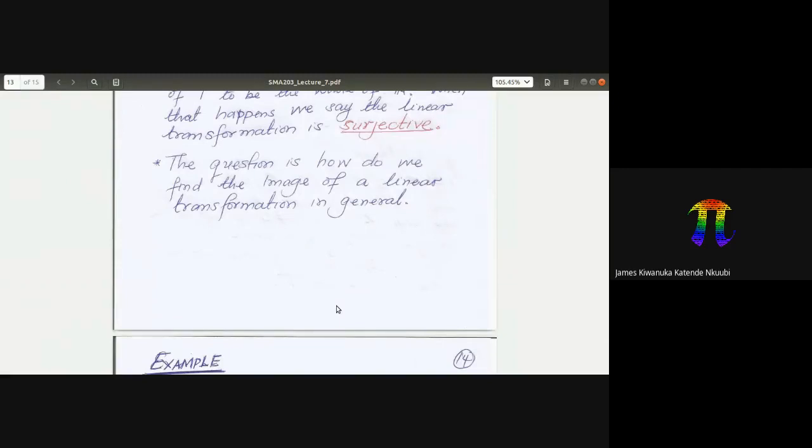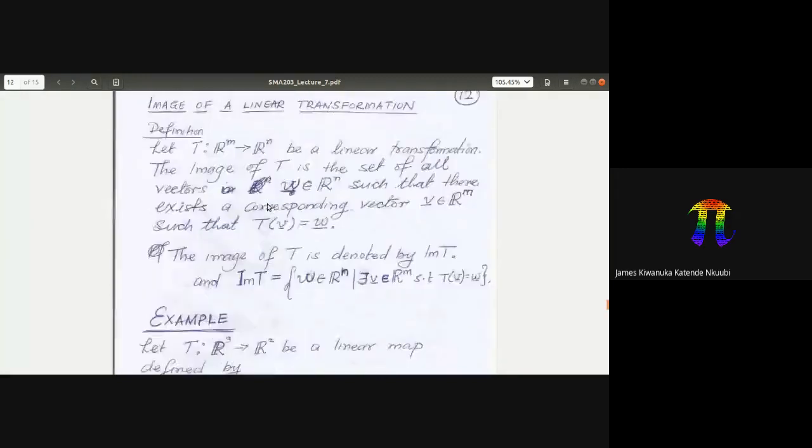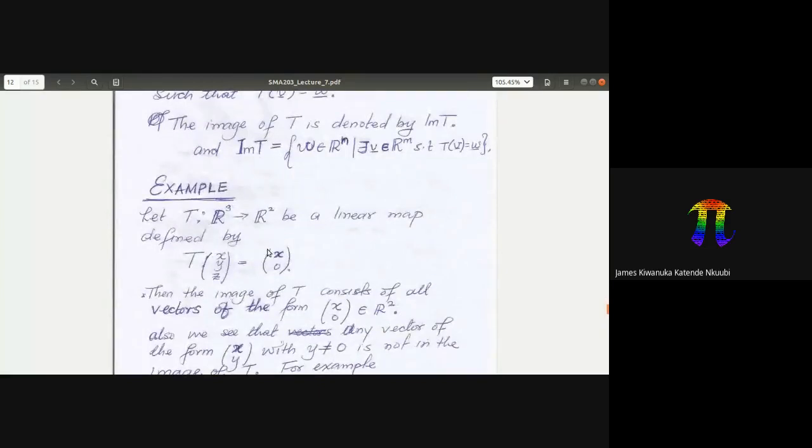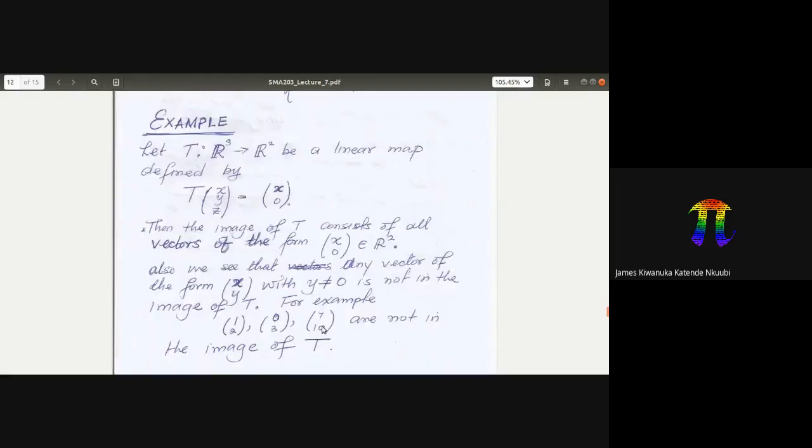So the question at hand now is, how do we find the image of a linear transformation? The first example we did was easy to see because of the way it is set up. The image will simply be vectors of this form, where x is a real number and the second element is 0. Now this is an example that is not surjective because we found some elements in the codomain which do not have a preimage, right? So (1, 2), (0, 3), and (7, 10) are not in the image. So the image is not the whole of R2, and therefore this map is not surjective.